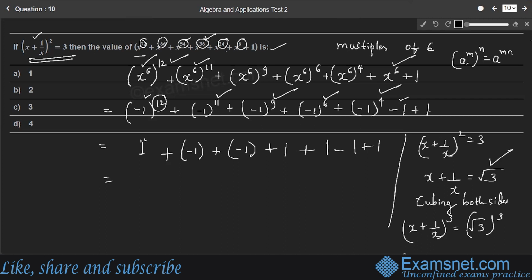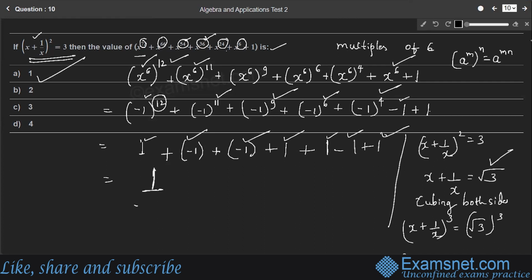Therefore, 1 minus 1 is 0. Again, minus 1 plus 1 is 0. So plus 1 minus 1 is 0. Lastly, we have plus 1, right? So plus 1 is the answer. Option A is the right answer, right?